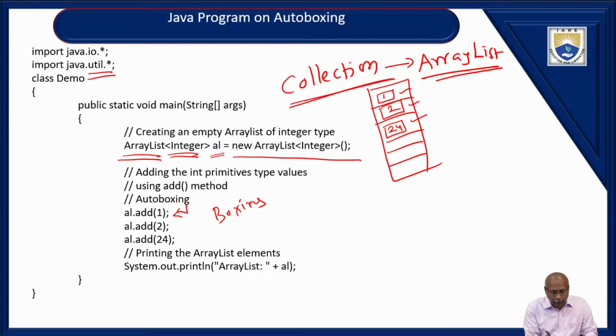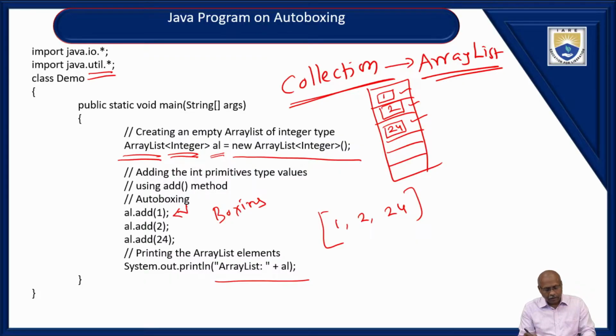Now whenever you are printing the complete ArrayList, what will happen? You will get 1, 2, 24. All the items will be displayed. So this is the way your collection uses the concept of boxing. Always a collection uses the autoboxing concept to store your primitive data. So this is a simple example.